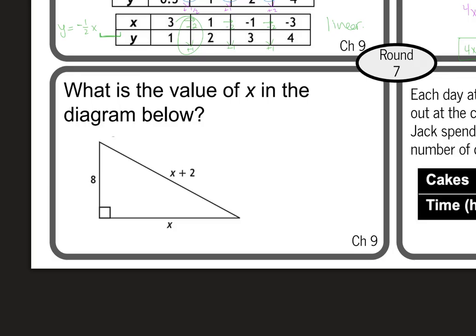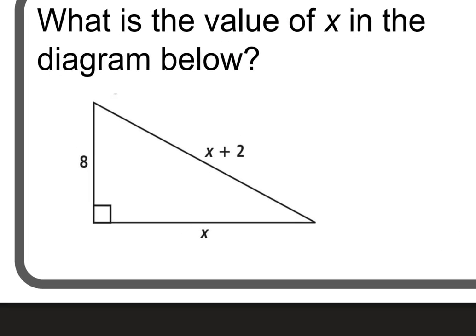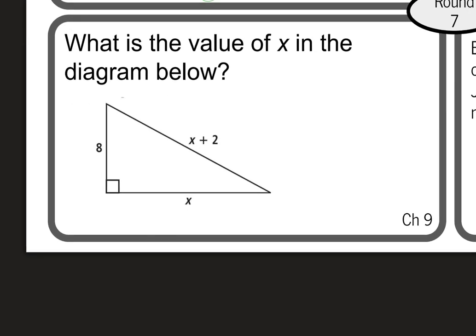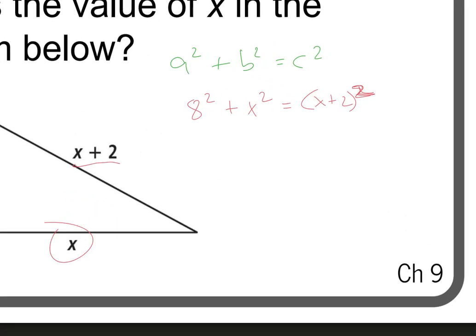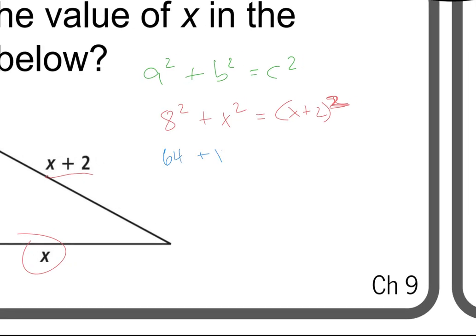That's it. What is the value of x in the diagram below? This is Pythagorean theorem. Pythagorean theorem looks like this. And our c is right here, so we can go and write that (x plus 2) squared. That's a squared, I promise. And then we have 8 squared plus x squared. Those are our other legs. And what we're going to get is 64 plus x squared equals x squared plus 4x plus 4. Just trust me, that when you expand that, that's what you get.